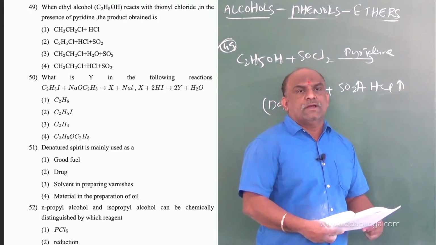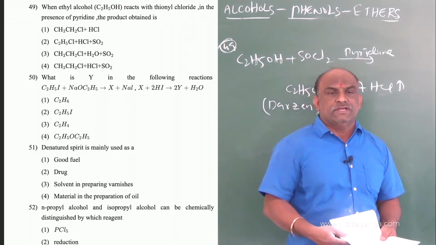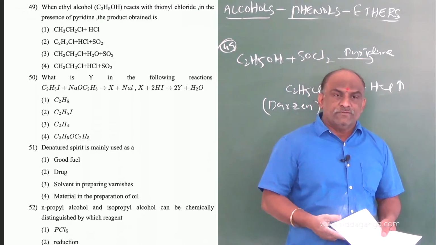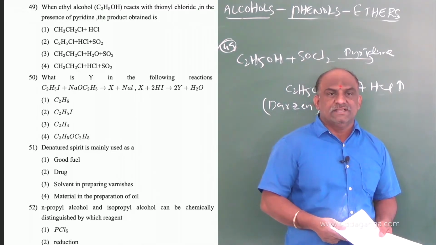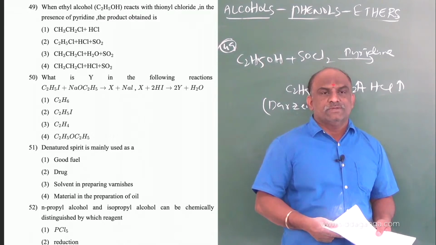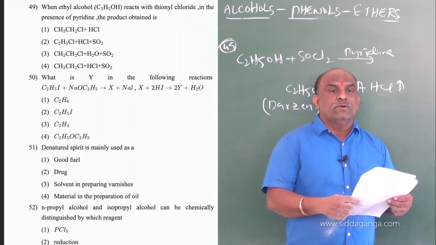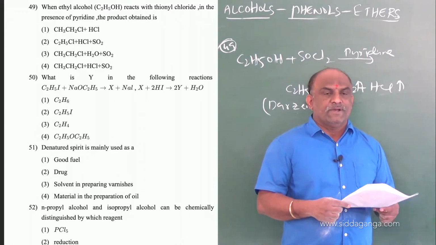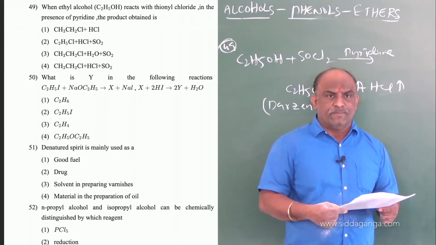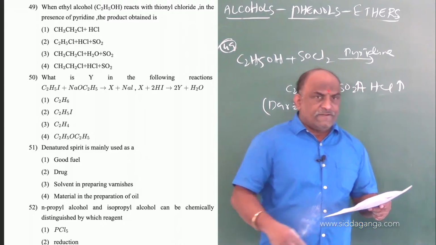Once you observe the options, option 2 was given C2H5Cl, HCl, SO2, option 4 also the same C2H5Cl, HCl, SO2. So the two options are the same, so it is 2 and 4. Make a note, you observe that both the two options were the same. Clear? So this is question number 49.